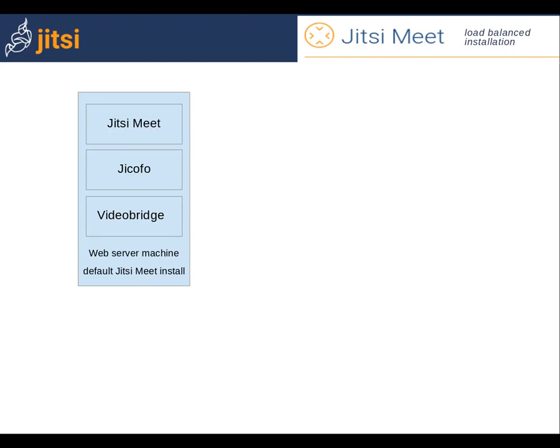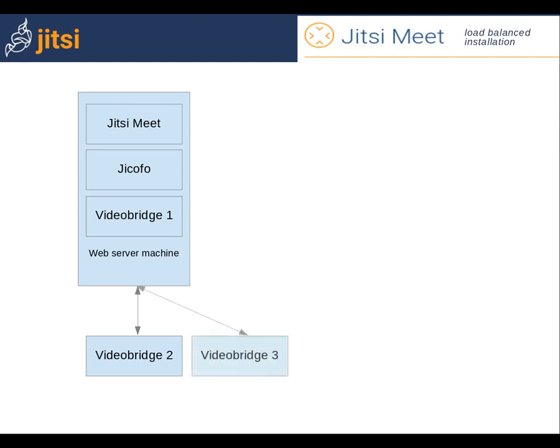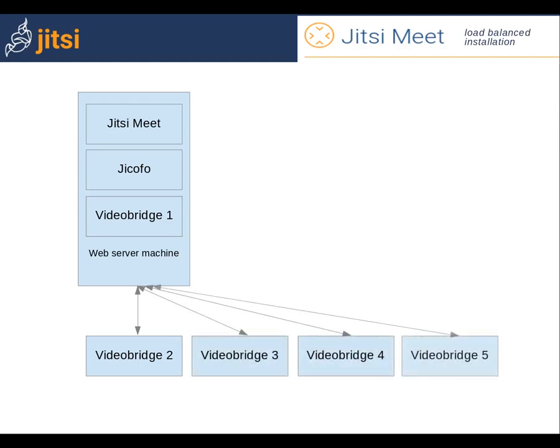For this tutorial, we'll use a default installation and we'll turn it into a balanced one by adding a second video bridge on a separate machine. We'll add only one additional video bridge, but once you know how to do the process, you can easily add more.